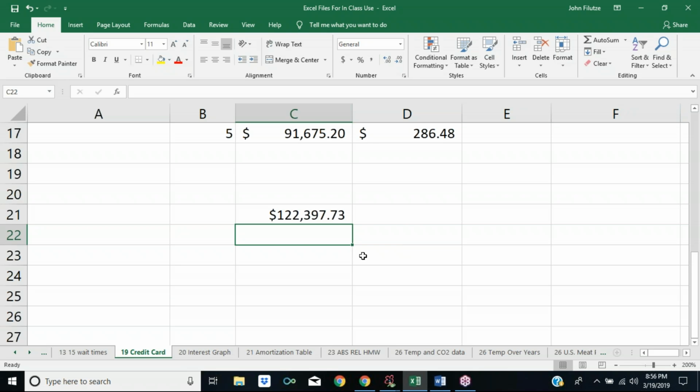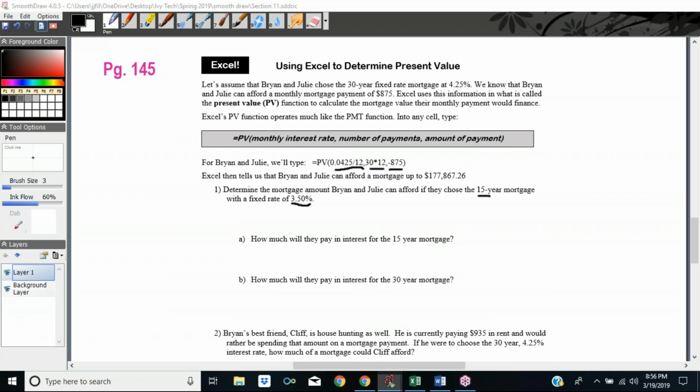So they're going to do a 15-year loan at 3.5%. They could buy a house of $122,000 instead of the previous $177,000. So taking down the term of the loan and keeping the payment the same caused the house to be a little bit less, $122,397.73. So it says, how much will they pay in interest on the 15-year mortgage?